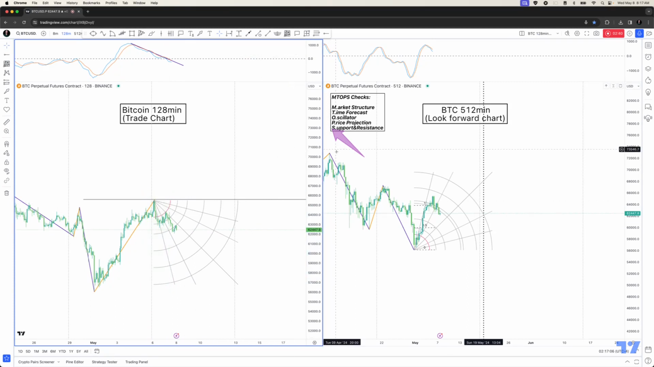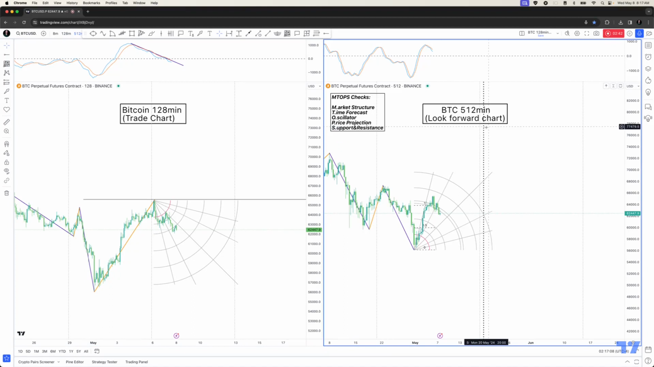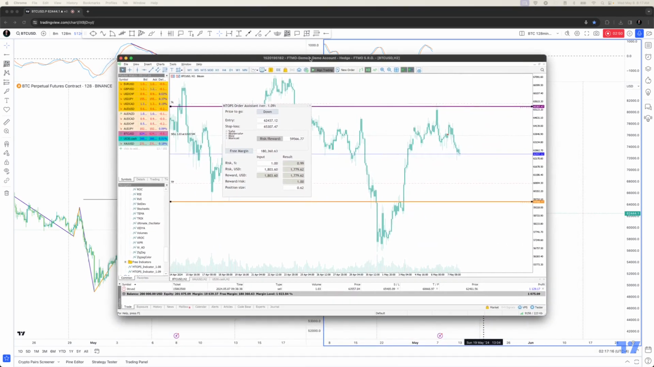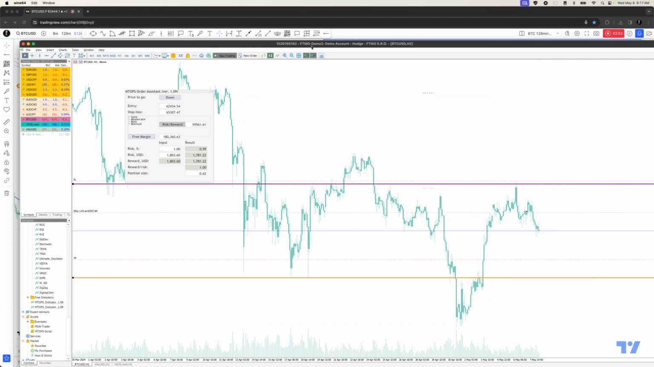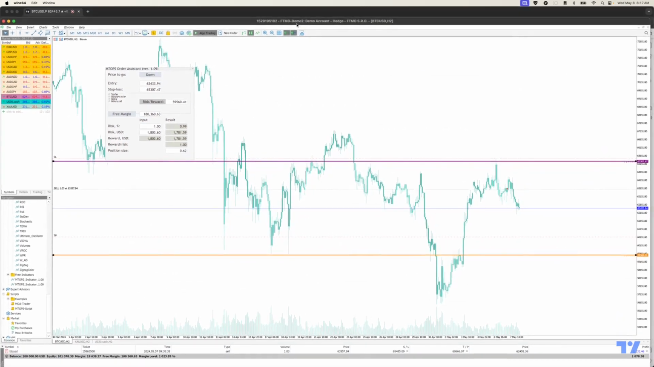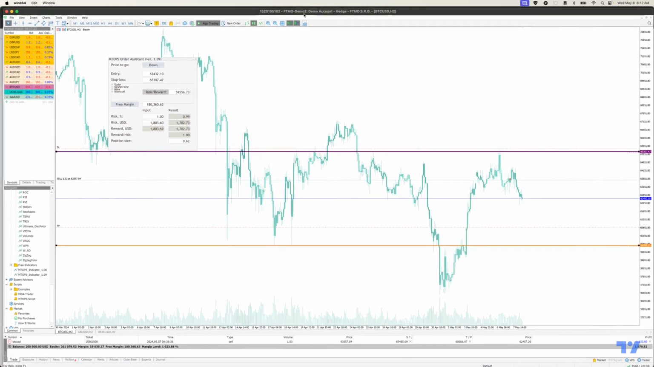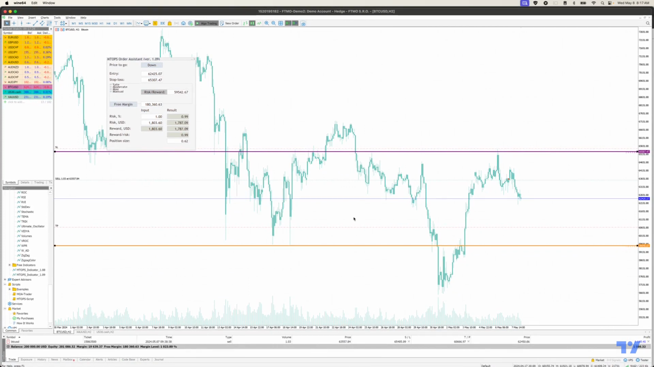Well, before I get into setting up the look forward chart, what I'm going to do is just show you guys a little technique that I use with regards to trading. Okay, so this is MetaTrader. MetaTrader is a very old looking exchange. I don't even know how to describe it. How would it describe itself?